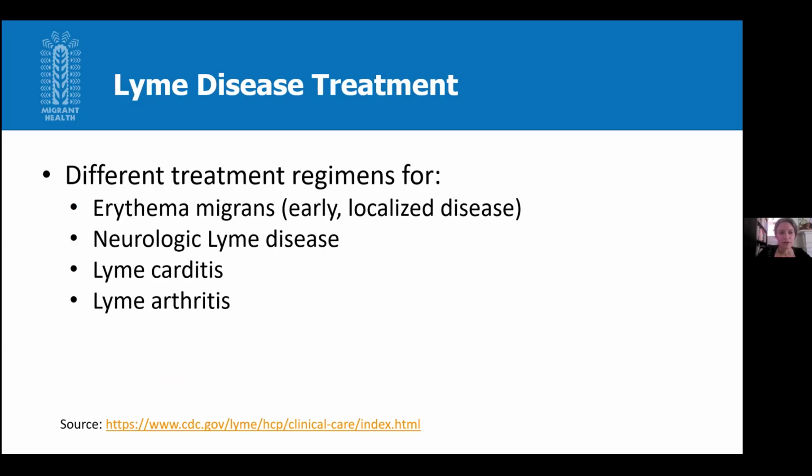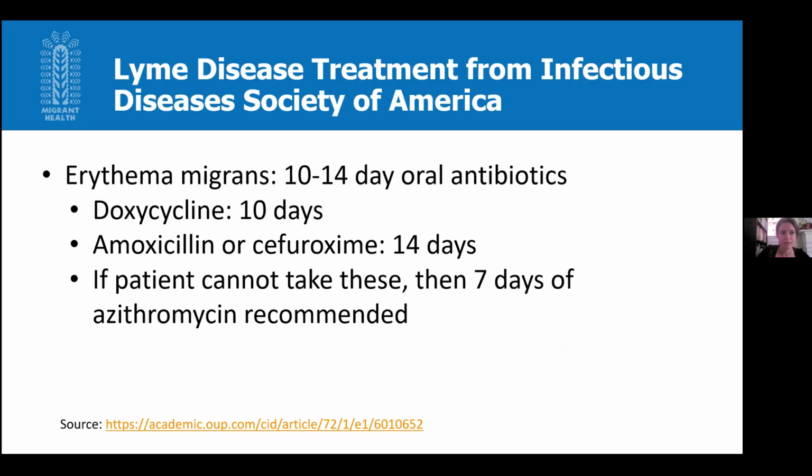All right, we'll talk about treatment. There are 4 different treatment regimens based on what's happening with the patient. All of these recommendations are based on the Infectious Diseases Society of America treatment guidelines for Lyme disease. So, with an EM rash in that early phase of Lyme disease, a 10 to 14-day course of oral antibiotics is recommended.